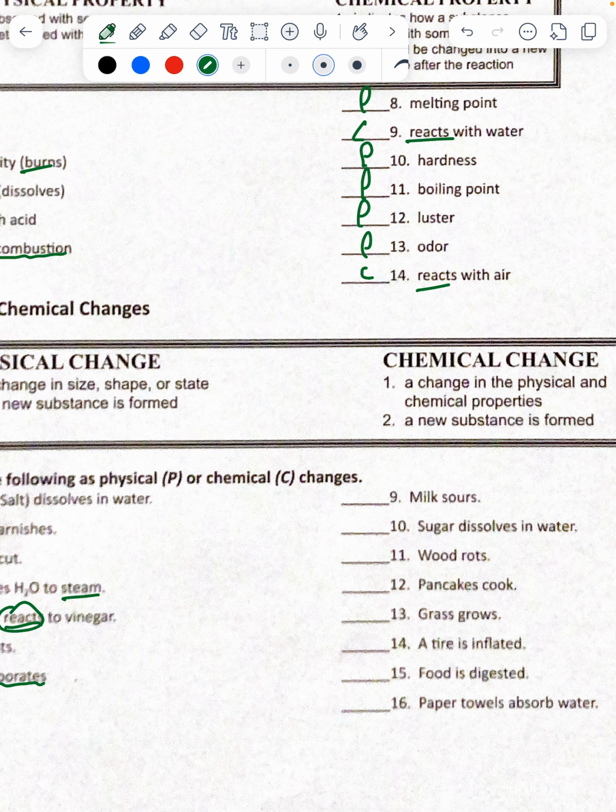Milk sours. We all know you can't go back. So that's chemical. Sugar dissolves in water, so just dissolves. No reacts, anything like that. I could still separate it if I just boil it, so that's physical. Wood rots. Trees can't go back. So that's chemical. Pancakes cook. You cannot turn it back into batter. So that is chemical.